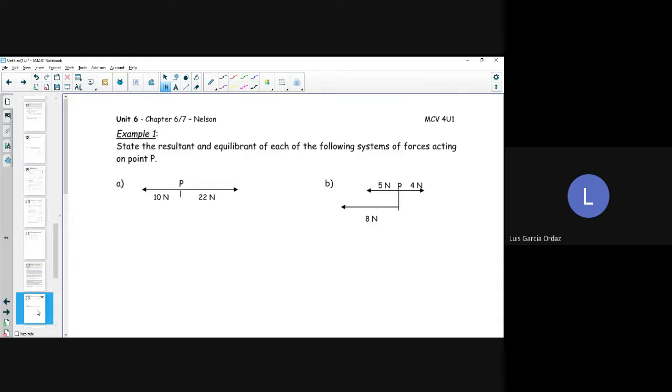So my resultant vector is going to be 10 newtons west plus 22 newtons east. And because west can be considered negative east, we can say negative 10 newtons east plus 22 newtons east gives me a resultant of 12 newtons east.